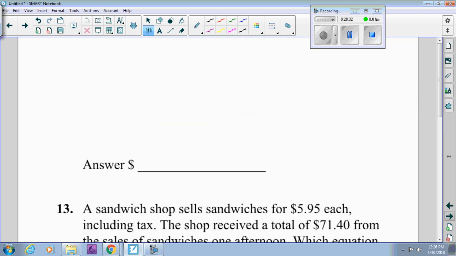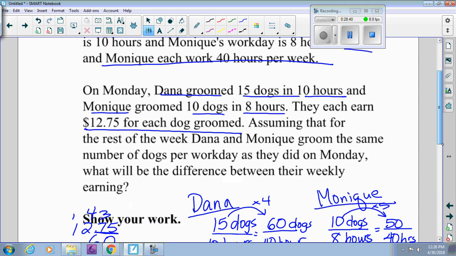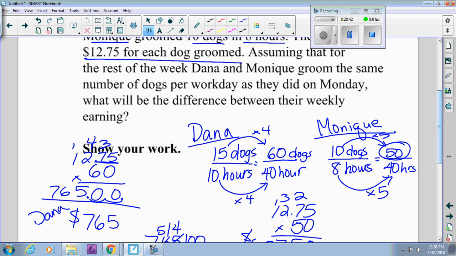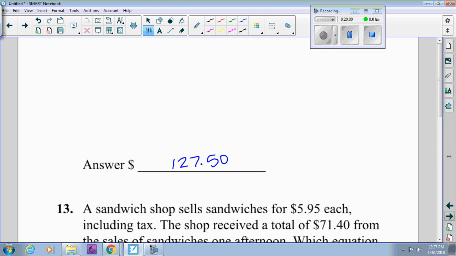$127.50. Let's see. Now another way of looking at that is we know that when we figure this part out, Monique's only getting 50 dogs done and Dana's getting 60, so that's 10 more dogs. If you take $12.75 and multiply it times 10, we're going to move that decimal over. So we know that it was $127.50 more just doing it that way. But in case you like lots of work, we can do it this way too. All right. Let's see.